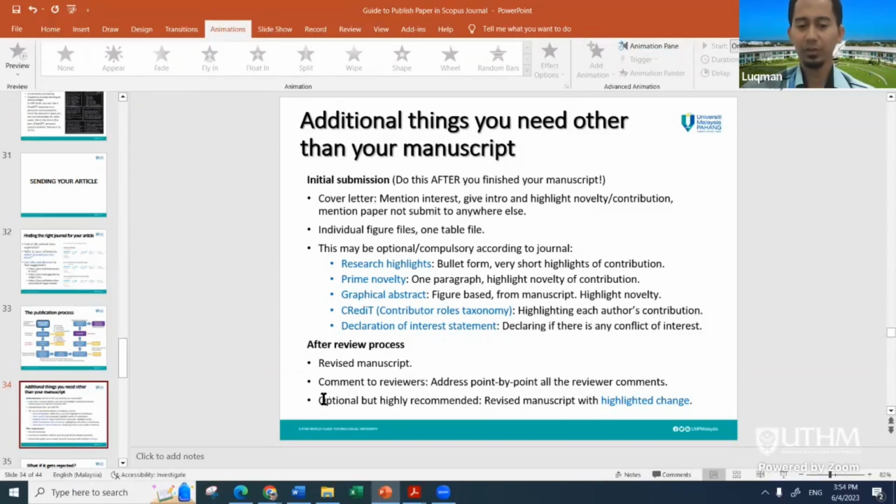Or for the review process, they will ask for comments to reviewers, highlighting one by one. Okay, comment number one, what did you do, any verification or something.